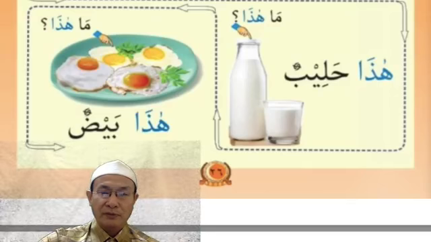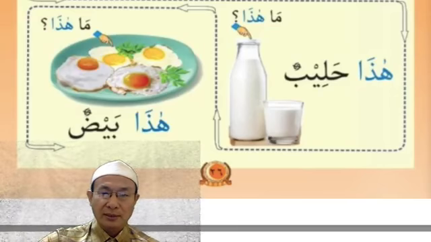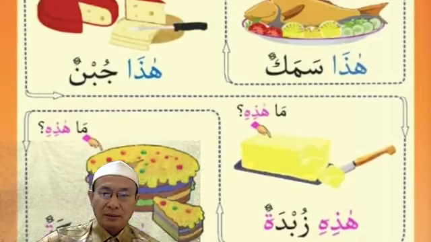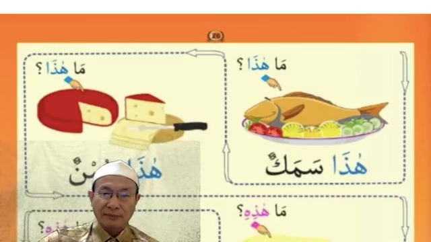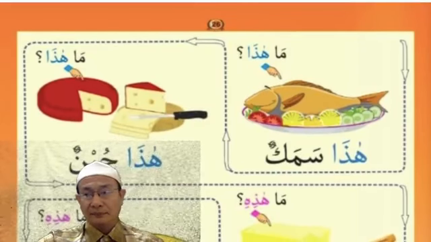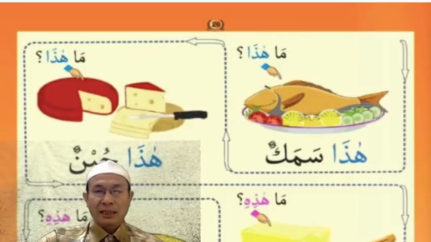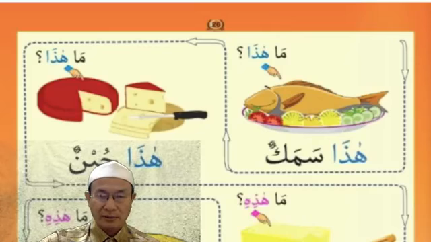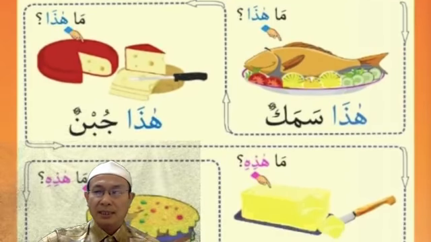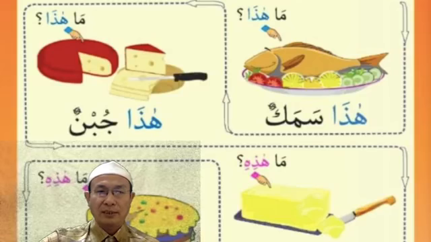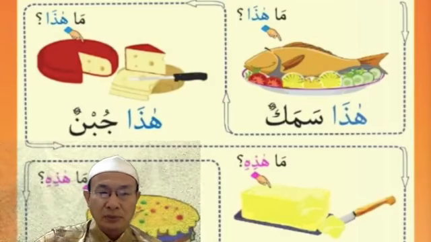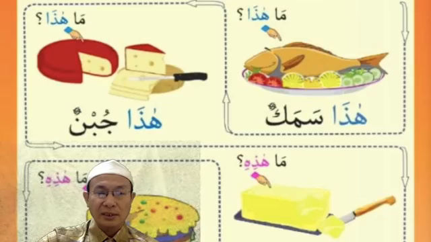Okay, before we move on to the next page, let's revise again this page from the top. Alright, from the right side. ما هذا. What is this? هذا سمك. This is a fish. And next one. ما هذا. What is this? هذا جبن. This is cheese.